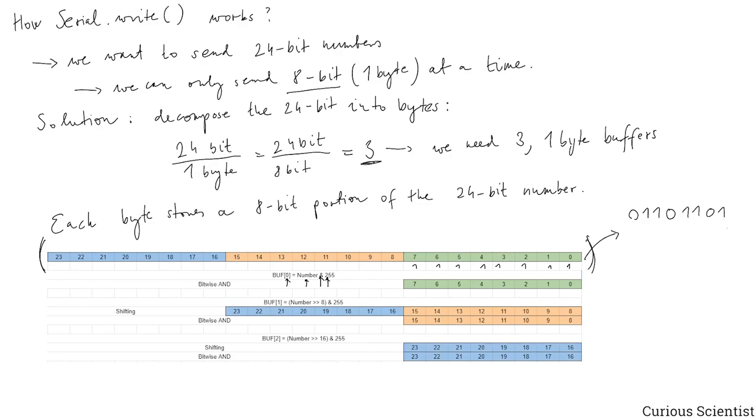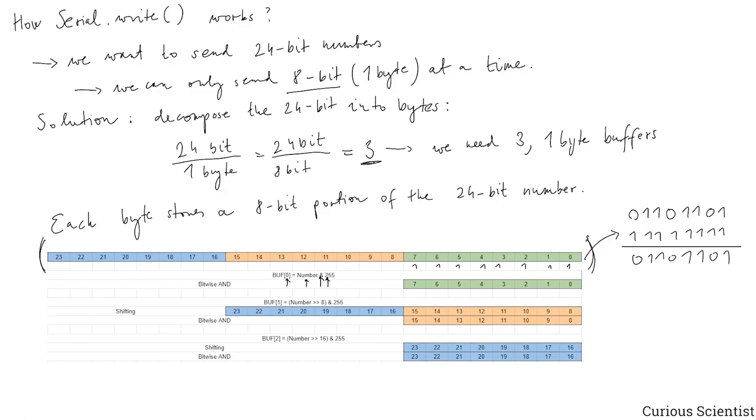So this is our number. And then we need the 255, which is just all ones. And when you use the bitwise AND operation, you basically copy these numbers if you have a 1 here. So essentially you just write down the same number here.